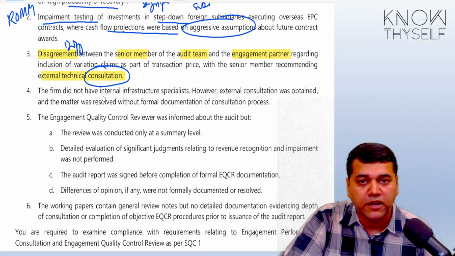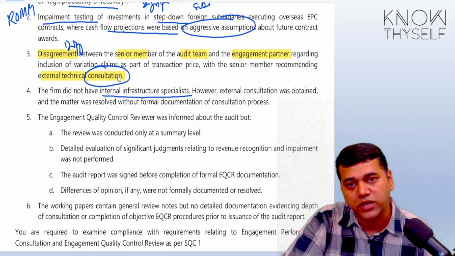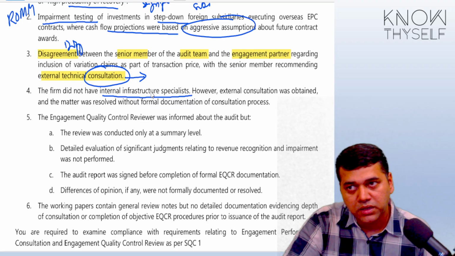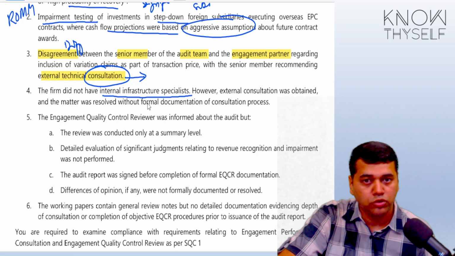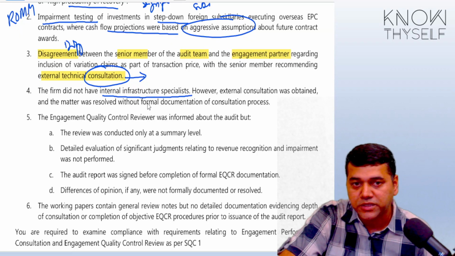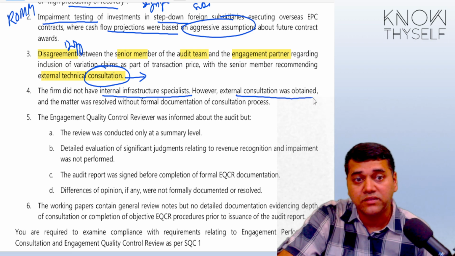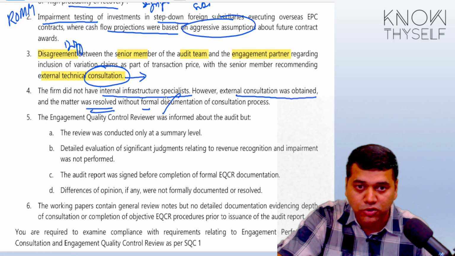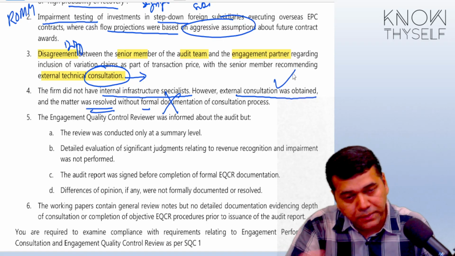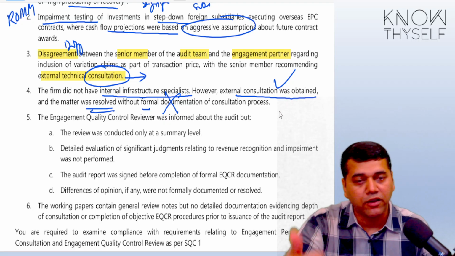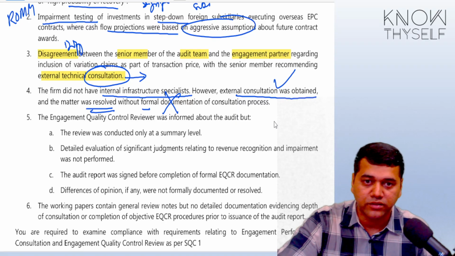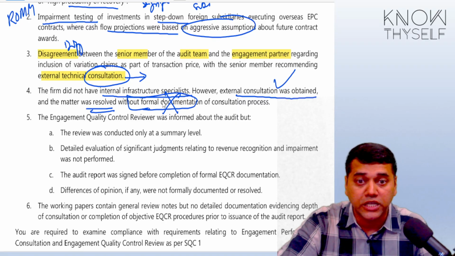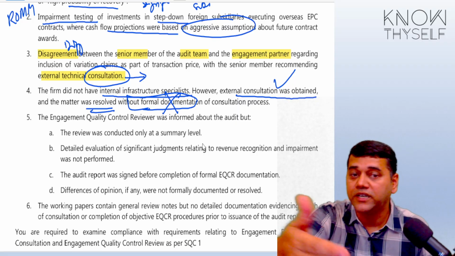The firm did not have any internal infrastructure specialist. You asked for a consultation, but is there anybody in the organization you can revert to? No, the firm does not have any internal specialist. However, external consultation was obtained and the matter was resolved without formal documentation. This is wrong. You can obtain external consultation, as we have already seen in the part on consultation. When you don't have resources, you can seek them out, but you have to document what has been consulted and what you have implemented.